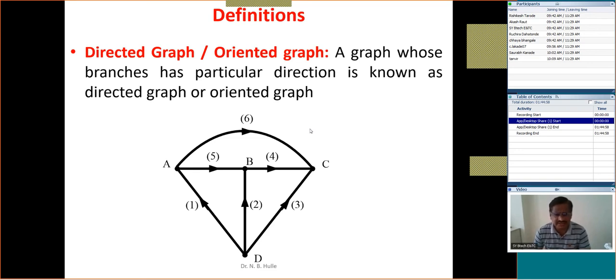Here we are trying to understand the new terminology, that is directed graph or oriented graph. I will read out its definition because so many definitions are there. You should not confuse with any definition. A graph whose branches have a particular direction of the current is known as a directed graph or oriented graph. Means it is a graph in which we are showing the direction of the current on the branches. Those graphs with the direction of the currents in the branches shown are known as a directed graph or oriented graph. This is the example of the directed graph or oriented graph.